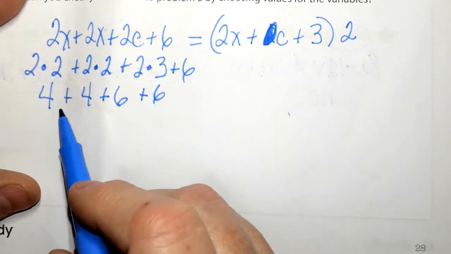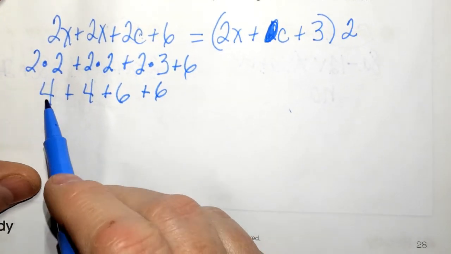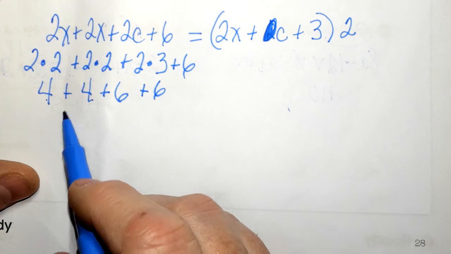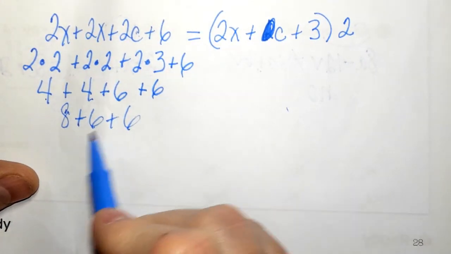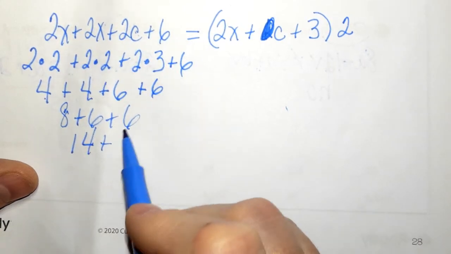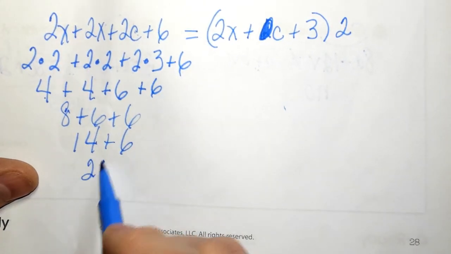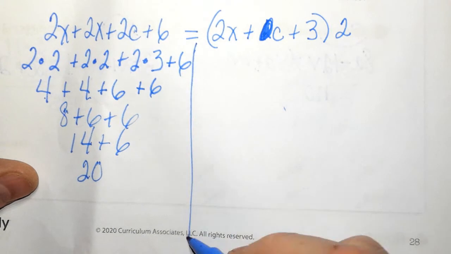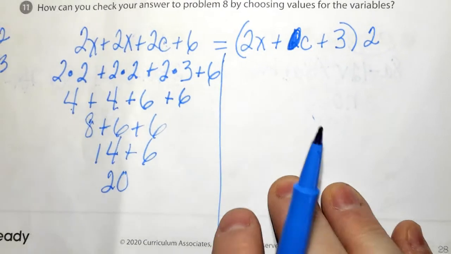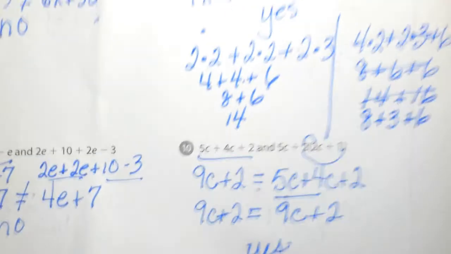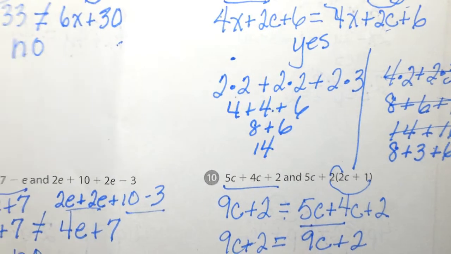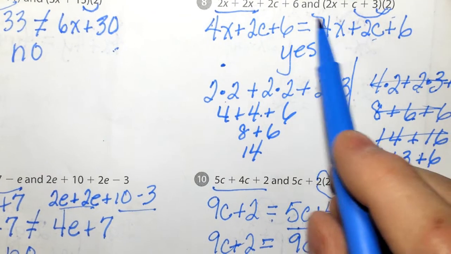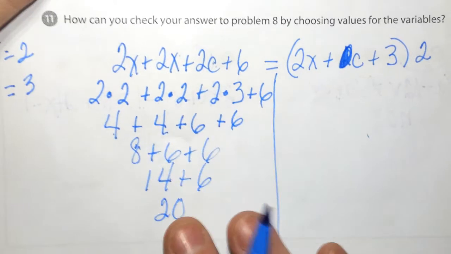Okay, so now we can work that out. 4 plus 4 is 8 plus 6 plus 6. So that's 14 plus 6, which is 20. Okay, so now we're going to try the second one. Yeah, see, I had messed up here. I forgot to add the second 6 in, because it actually had a plus 6 at the end. So I rewrote this here where it's correct now for number 8.